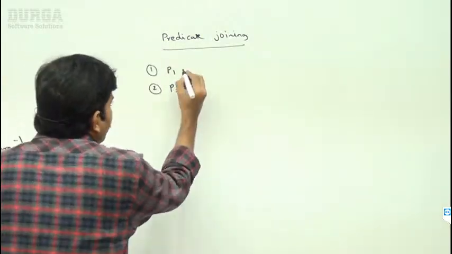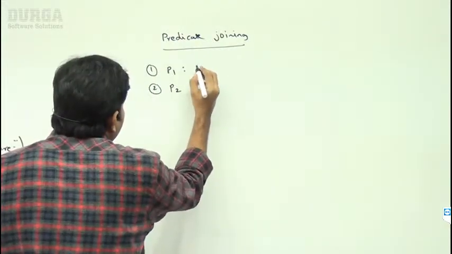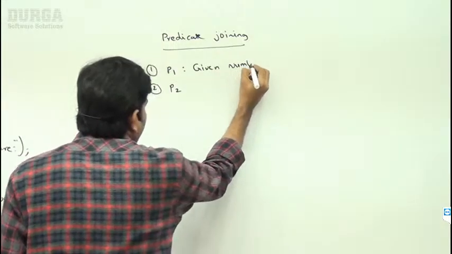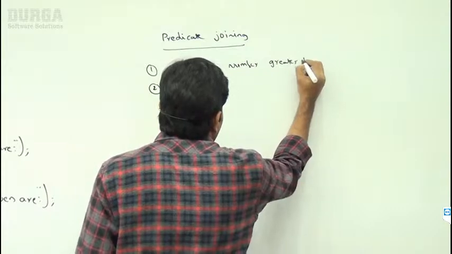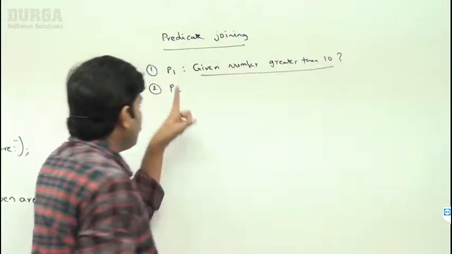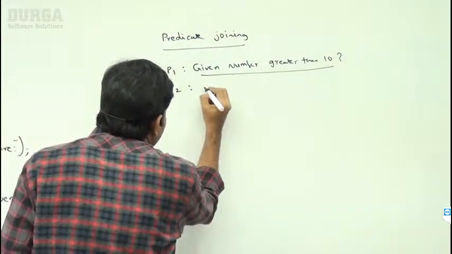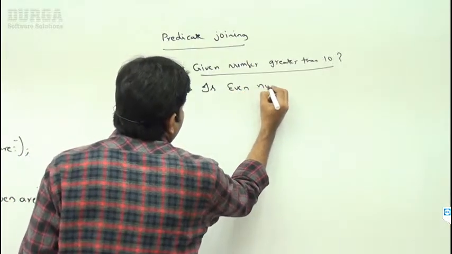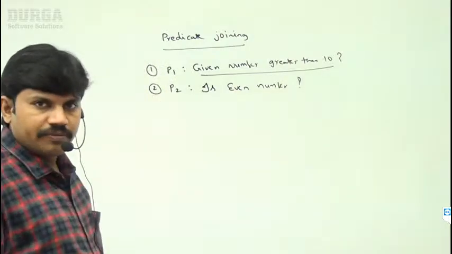So what is the first one, sir? It will check whether the given number is greater than 10 or not. That is the job of P1. Next, whether the given number is an even number or not. That is what the second predicate is going to do, sir.